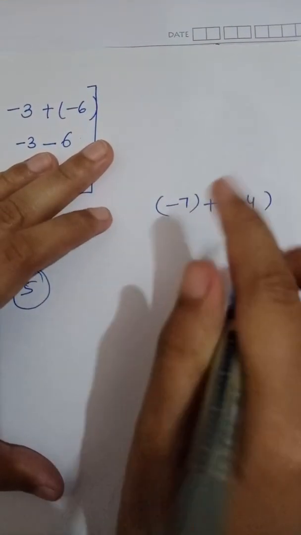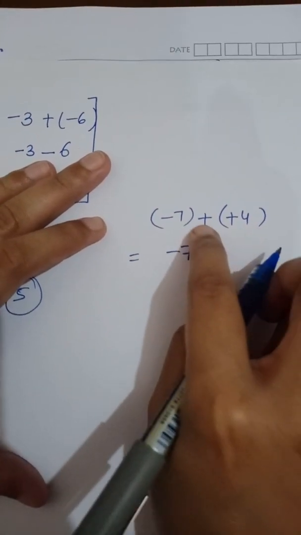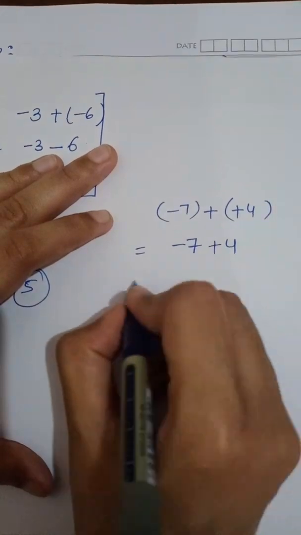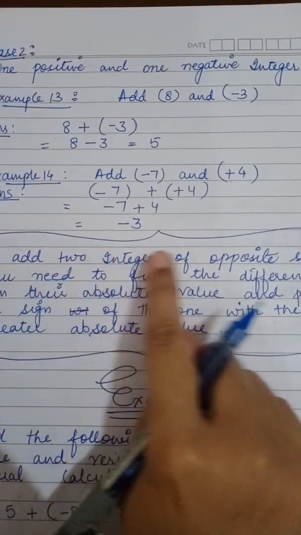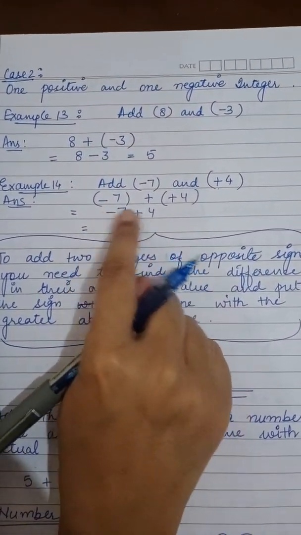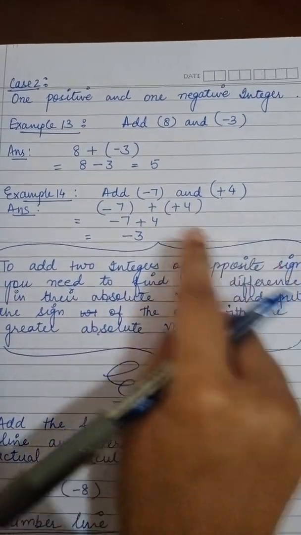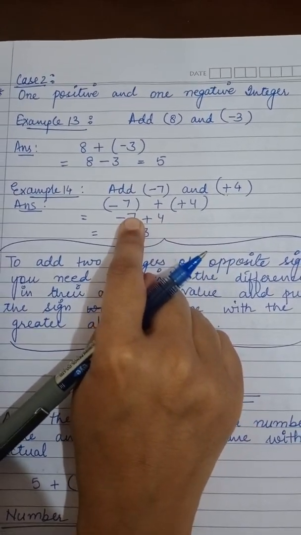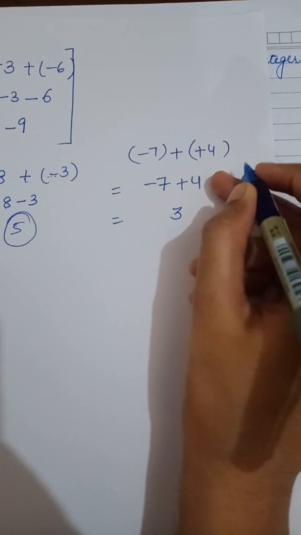Two signs are together. Minus 7. What is plus plus? When two signs are same, then it will be plus 4. Right? Now, before doing this, to add two integers of the opposite sign. Now, can you see that this is minus and this is plus? They two are of the opposite signs. You need to find the difference. That means you are going to firstly subtract 7 and 4. Simply subtract 7 and 4. What you will get? 3, because 7 minus 4 is 3.